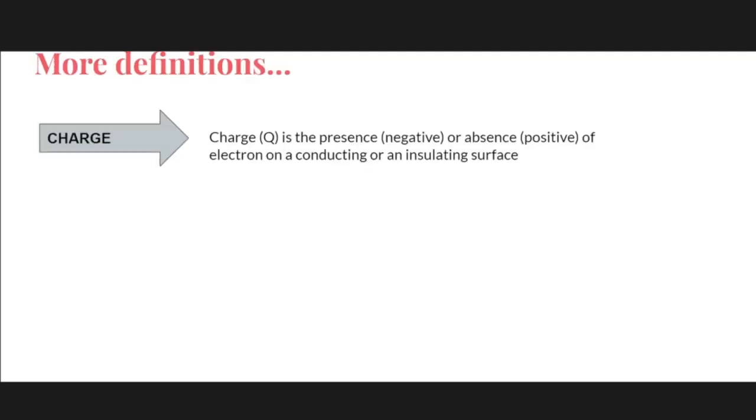Good. A couple more definitions to go through. So charge: charge is the presence or absence of electrons on a conducting or insulating surface. It's slightly confusing because obviously the presence of electrons means it's negatively charged and the absence means it's positively charged. And it is measured in coulombs.